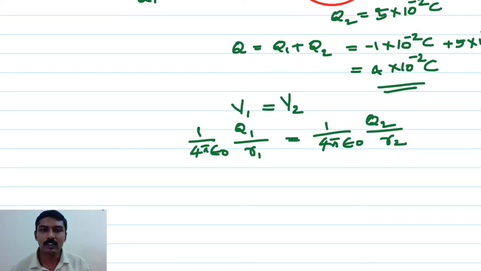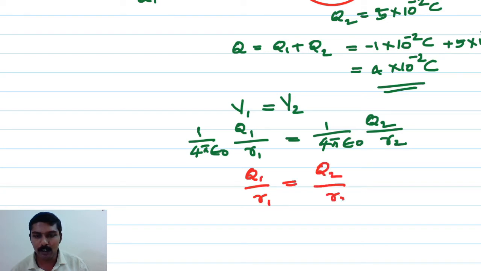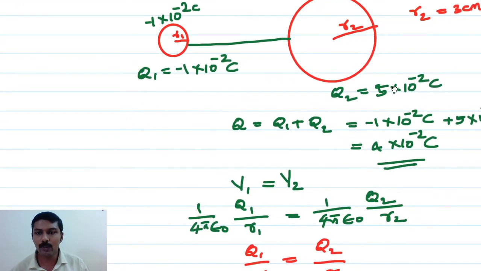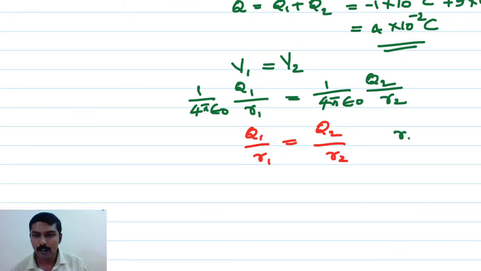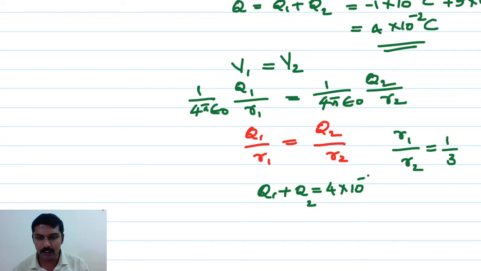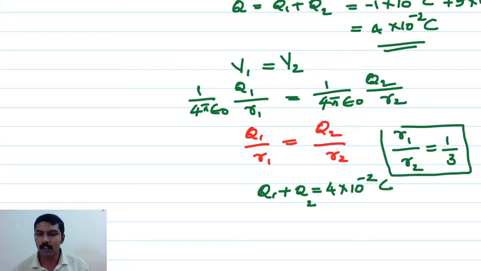So with this, Q1 divided by R1 becomes equal to Q2 divided by R2. We are given R1 and R2. If you take the ratio, R1 divided by R2 is equal to 1 is to 3. You also get Q1 plus Q2 equal to 4 into 10 power minus 2 coulomb, and Q1 divided by Q2 is also 1 by 3, since R1 divided by R2 is equal to 1 by 3.